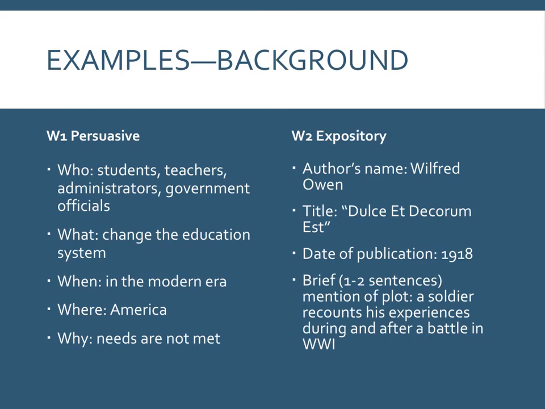For expository, I need my author's name, Wilfred Owen, the title of the text, Dulce et Decorum Est, date of publication, 1918, and then a very brief mention of the plot: a soldier recounts his experiences during and after a battle in World War I. I didn't say anything about how he reflected on those experiences yet because that's going to be made more apparent in the claim that's about to come after that.